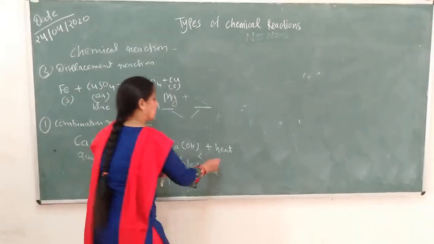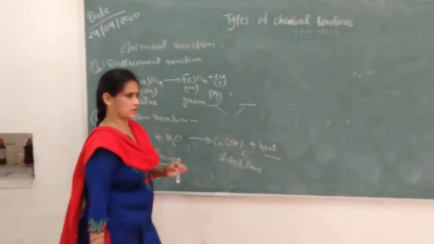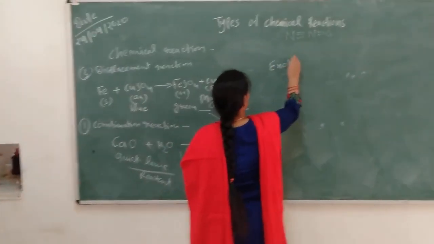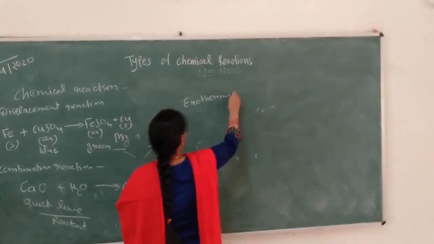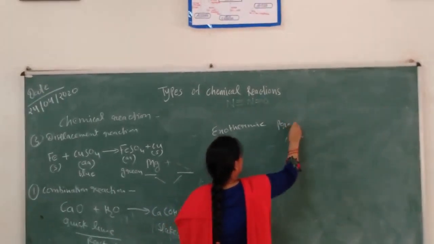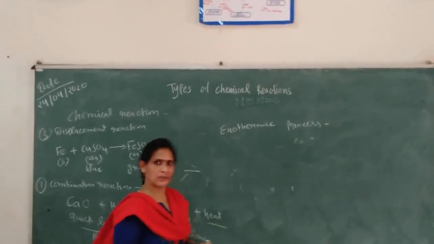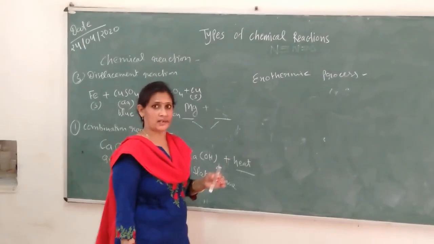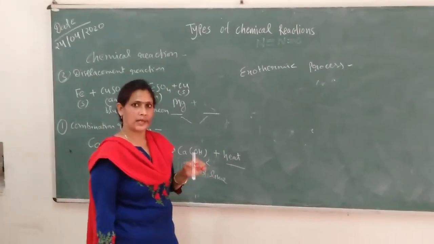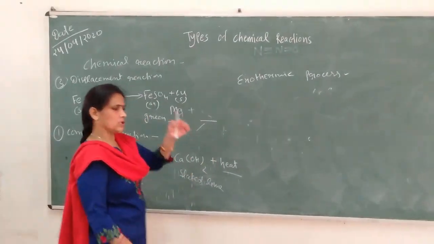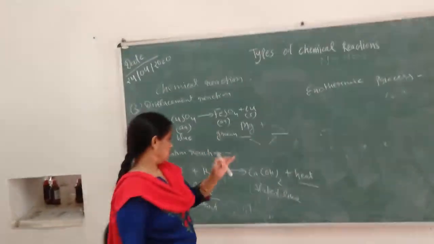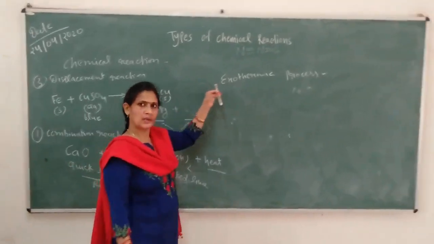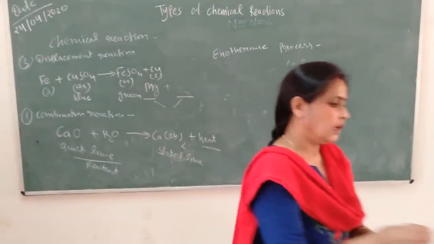And since in this reaction heat is released, such a process is also called an exothermic process. What is an exothermic process? You know, a process in which heat is released is known as an exothermic process. So this is an example of both a combination reaction as well as an exothermic process. Okay.